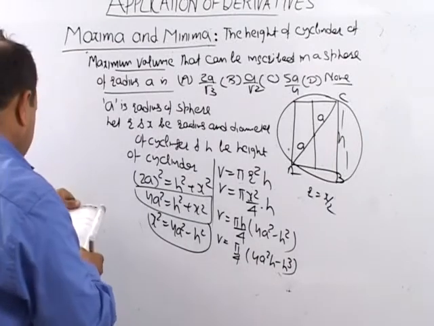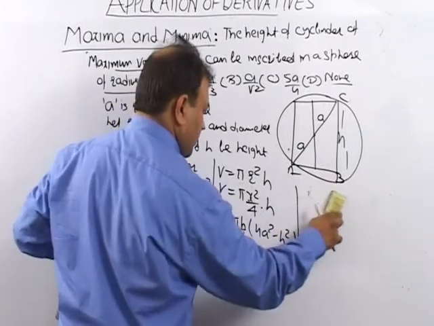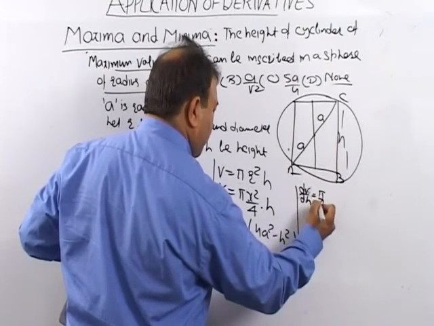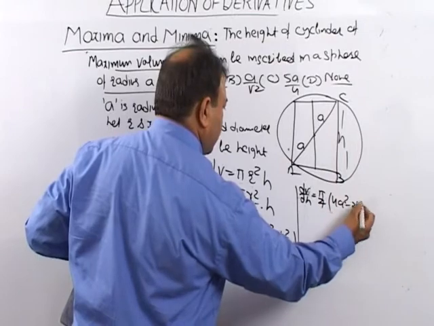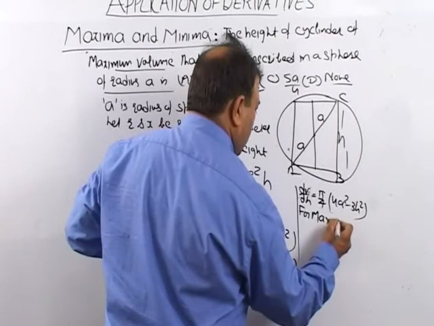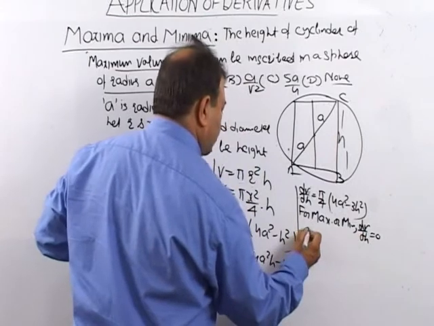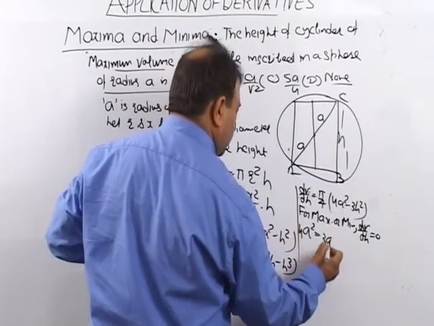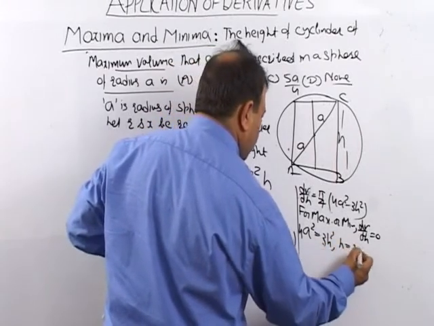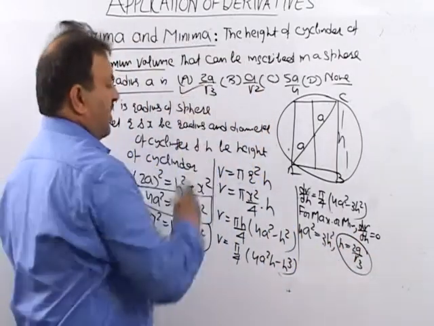Now we find dV by dh. dV upon dh is equal to pi by 4 times (4a square minus 3h square). For maxima or minima, dV upon dh is equal to zero. That is, 4a square is equal to 3h square, or h is equal to 2a by root 3. So option A is our right option.